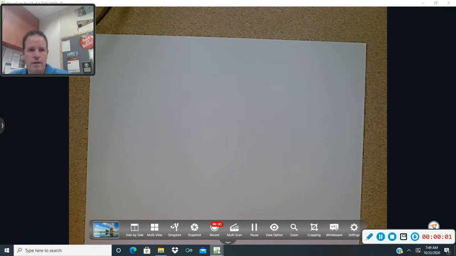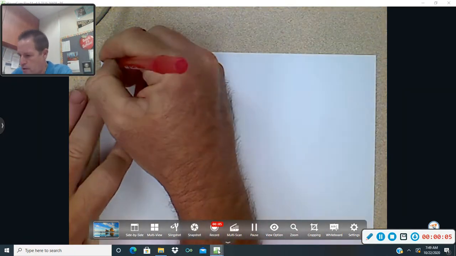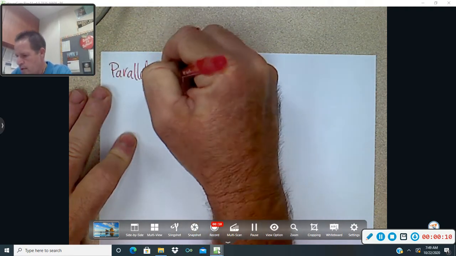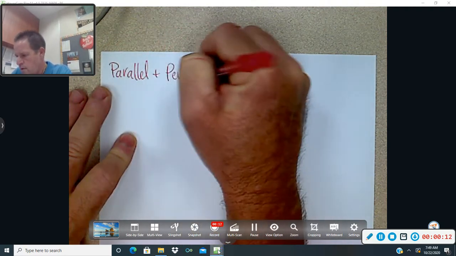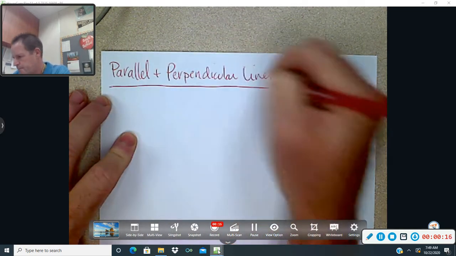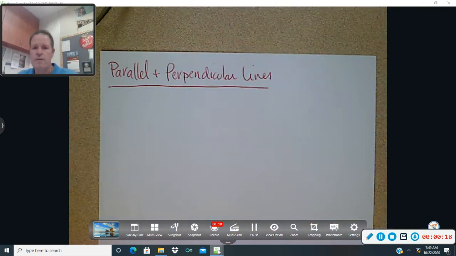All right, well, here's a lesson on parallel and perpendicular lines. You've probably heard of parallel and perpendicular lines before. If you haven't, you should Google it. Look up what it means to be parallel, two lines that don't cross. Perpendicular is two lines that cross to form right angles.